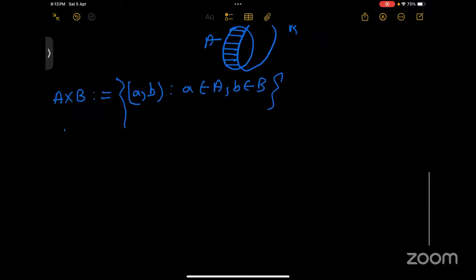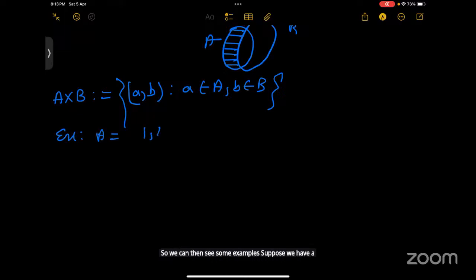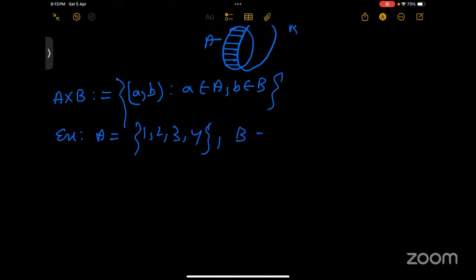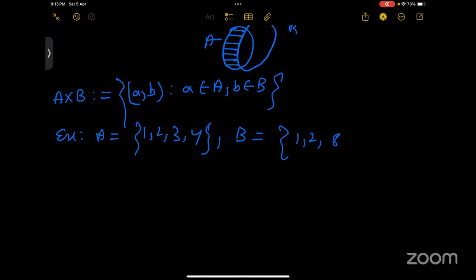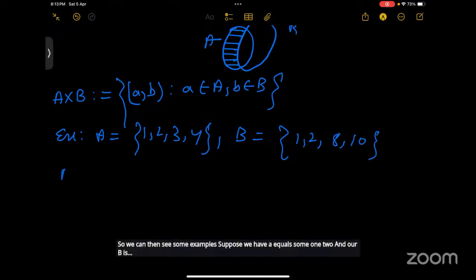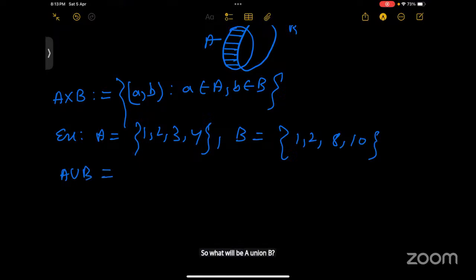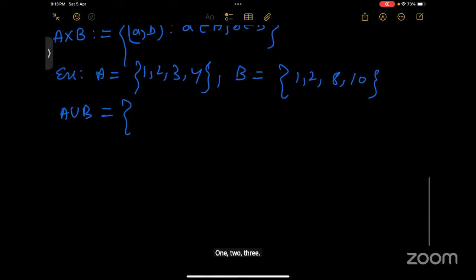Okay. So we can then see some examples. Suppose we have A equals 1, 2, 3, 4 and our B is something else. So what will be A union B? What is A? 1, 2, 3, 4, 8, 10. This one, right?